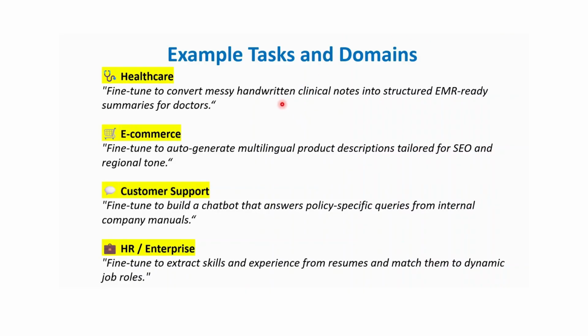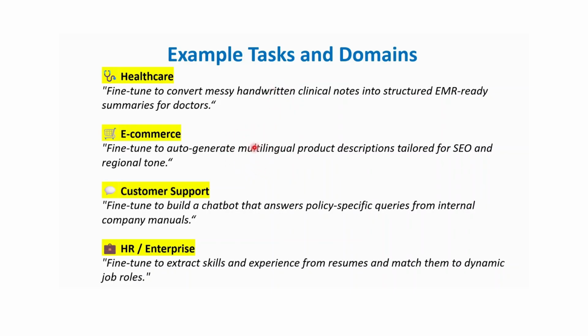Now, as I said earlier, fine tuning is all about making a large language model a domain expert to do a particular task. There can be a number of domains. I thought of listing these 4 domains, starting with healthcare. In healthcare, we can think about a task like fine tuning to convert messy handwritten clinical notes into a structured EMR-ready summary for doctors. EMR is electronic medical record, so we are digitalizing the clinical notes. We can train an LLM to do this. Primarily this task is nothing but creating summaries, but the domain is the healthcare domain.